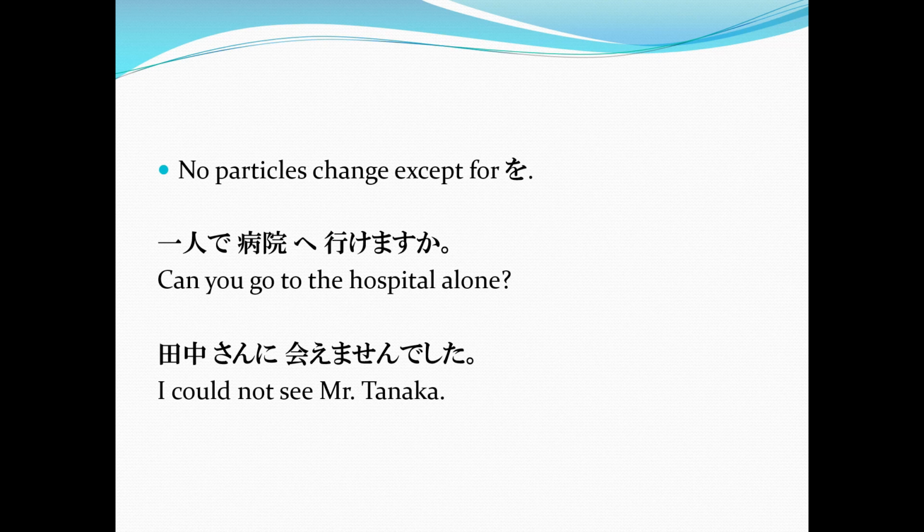Now, since aimasu is a group 1 verb, its potential form is aemasu. Here, we said that we could not see, past negative, so we use aemasen deshita. And then, since we're referring to a person, we use the particle ni. Tanaka-san ni aemasen deshita. Ni remains the same. We do not change it into ga. Only o can be changed into ga. Remember that. Wakatta ne.